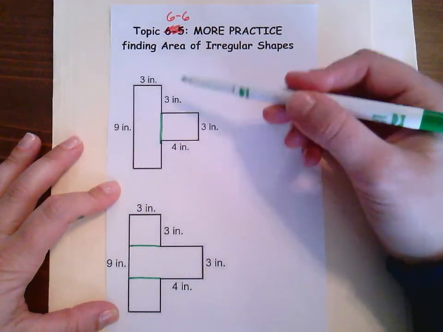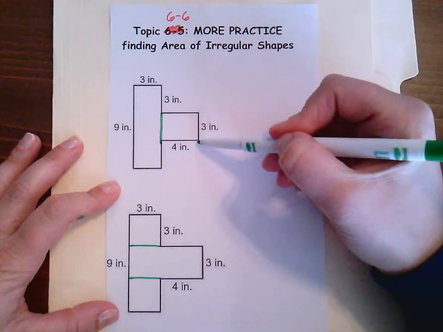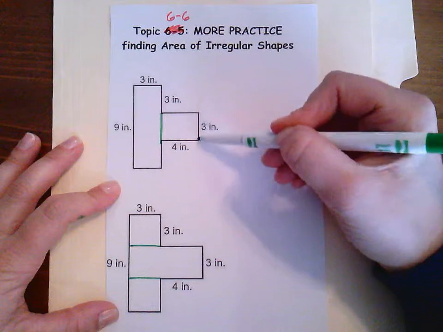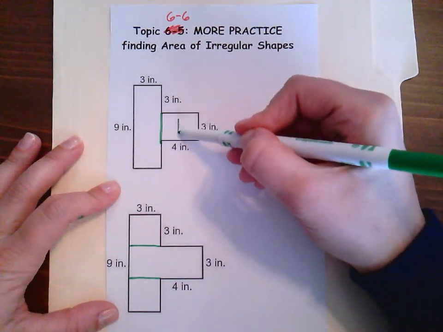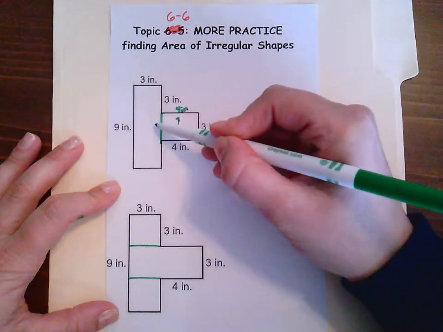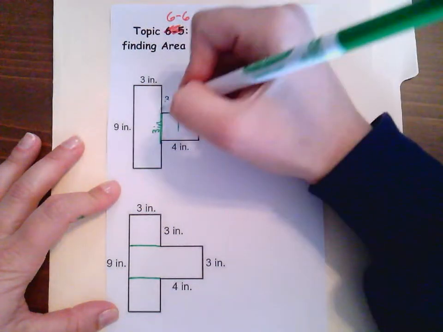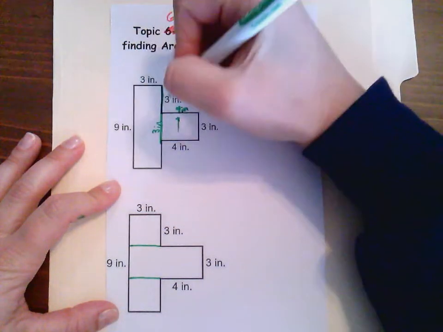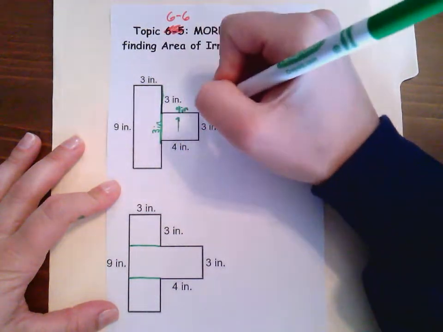So now that I have my shape broken up, I want to start finding missing side lengths. I already know that this piece here is 4 and we have a 3 right here. So if this is 4 and this is 3, I know that right across from it is going to be another 4 inches. And then this piece over here will be 3 inches. And I notice that this piece here is also 3 inches. So we have 3, 3, 4, 4, and 3.